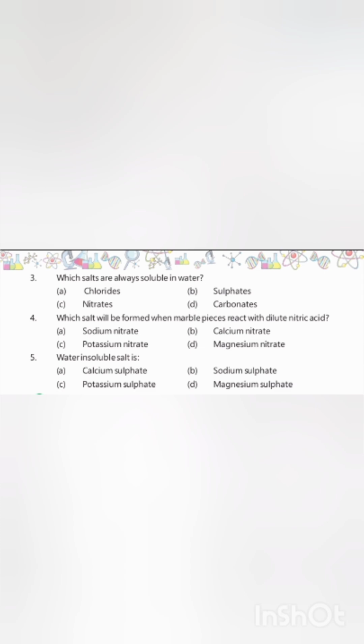The last MCQ. The water insoluble salt is calcium sulfate. Why? While most sulfates are soluble, calcium sulfate is sparingly soluble or insoluble. On the other hand, sodium and potassium salts, group 1, and magnesium sulfate are highly soluble in water.